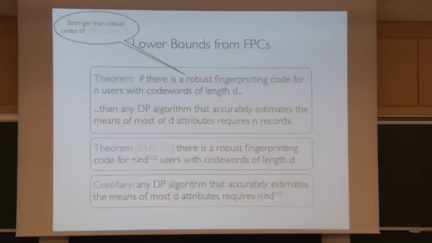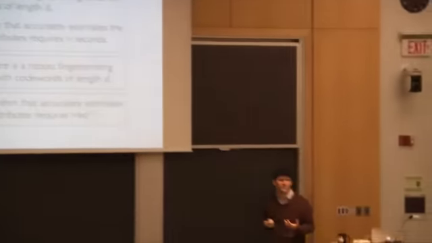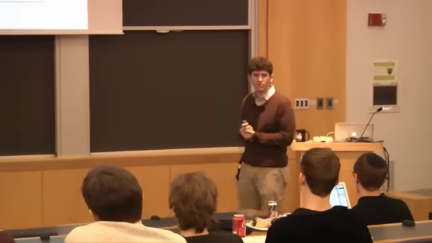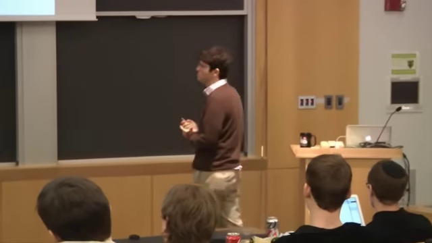OK, so this is the story of computing the attribute means of the data set. And if there are no questions, I want to move on to a slightly more general problem that shows how we can do more with this fingerprinting code-based technique. But if there are questions, I'd be happy to field some.